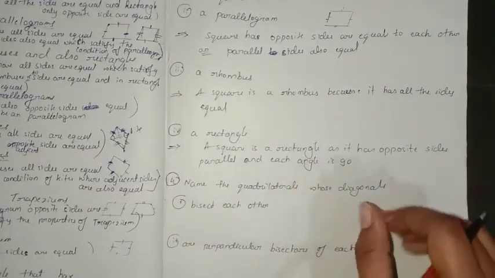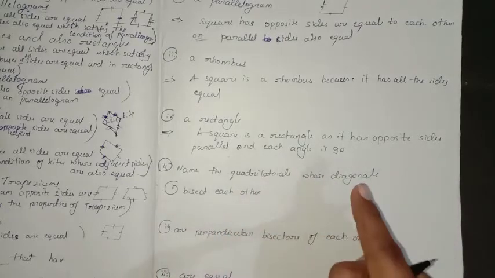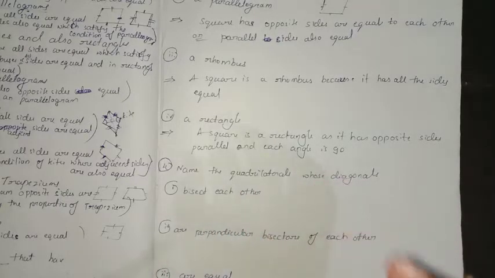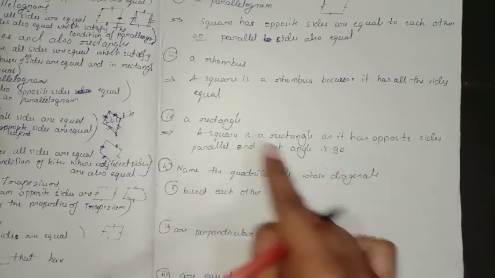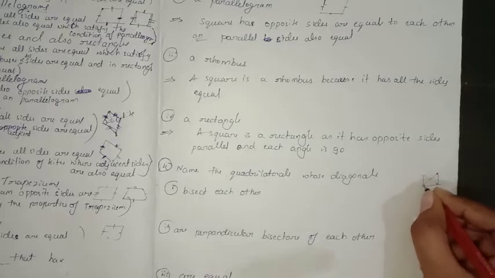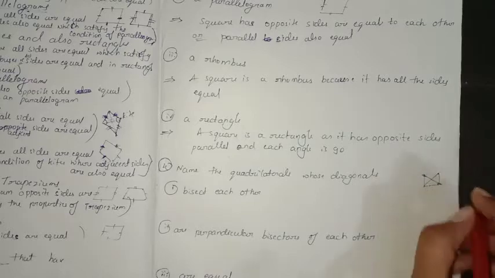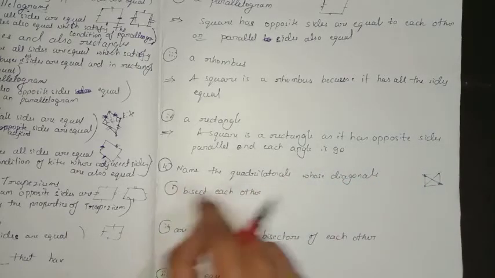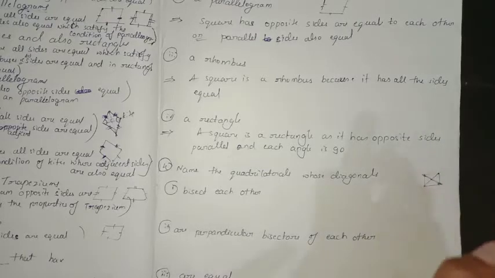Let's move on to the fourth one. Name the quadrilateral whose diagonals bisect each other. So you have to tell the quadrilateral name whose diagonals bisect. For example, if it is a square, these are the two diagonals, the lines joining opposite angles. Bisect means they cut at one point, and there is an intersection point, that is a bisect.